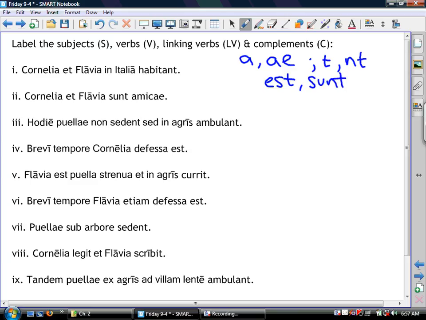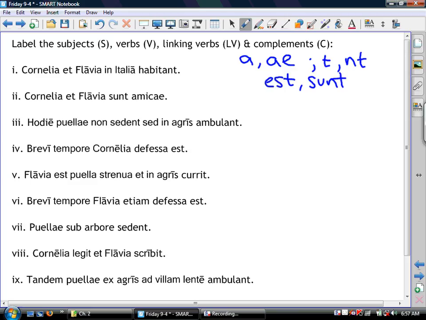And then remember, the last thing to keep in mind is that if you have a linking verb, you most likely will have a complement. You are probably not going to have a complement if you have a normal verb. So if you have anything other than est or sunt, most likely you will not have a complement.